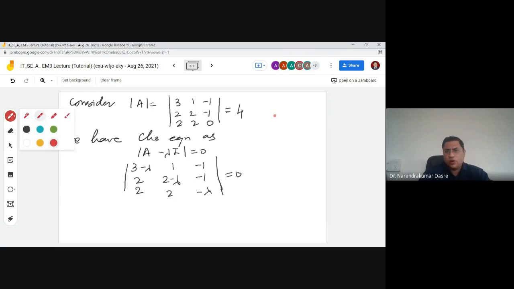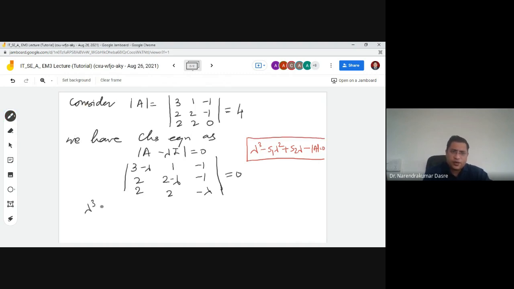We know how to find out the characteristic equation for a 3 by 3 matrix. So lambda cube minus S1 lambda square plus S2 lambda minus determinant of A equal to 0. Okay, so this is the shortcut that we know. Okay, so let's have it.